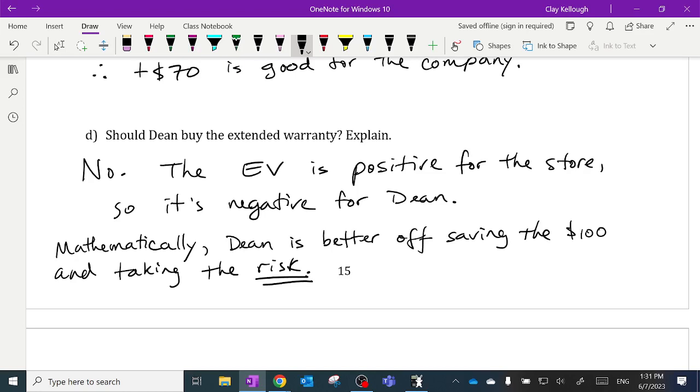Maybe it breaks down literally 1 year and 1 day after the manufacturer's warranty runs out. And then he's going to be going, oh, why didn't I buy that $100 extended warranty? But maybe the dryer runs problem-free for 10 years. Then he'll be going, oh, why did I spend that $100 and ended up not needing it?